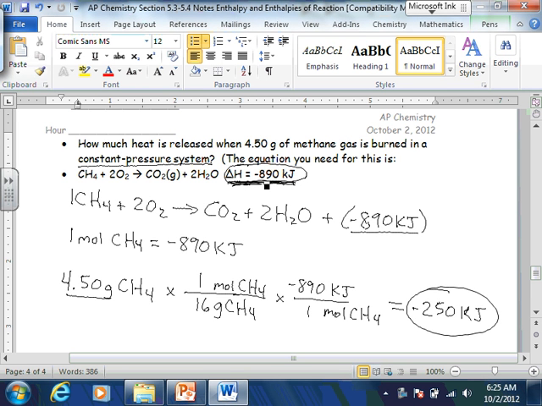Okay. All right, we're going to do a lot more practice with these in class to make sure you guys have it. That's the basic idea behind delta H and how that's used in chemical equations.